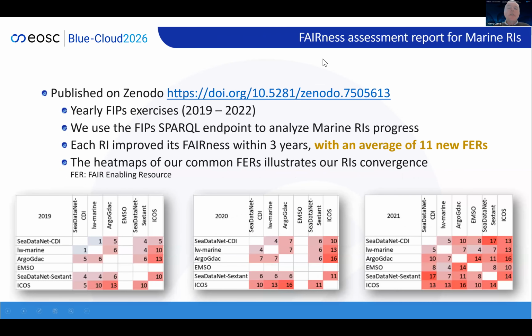Yes, so as an illustration, I won't spend too much time on that, but every year we do an exercise to evaluate the level of fairness of our activities. It's a FAIR implementation profile. And in these graphics that are published regularly, we see the yearly improvement of the fairness of the marine research infrastructures that are EMODnet, LifeWatch Marine, Argo, EuroArgo, EMSO, and ICOS. And you see that year after year, the level of fairness of our services is improving.